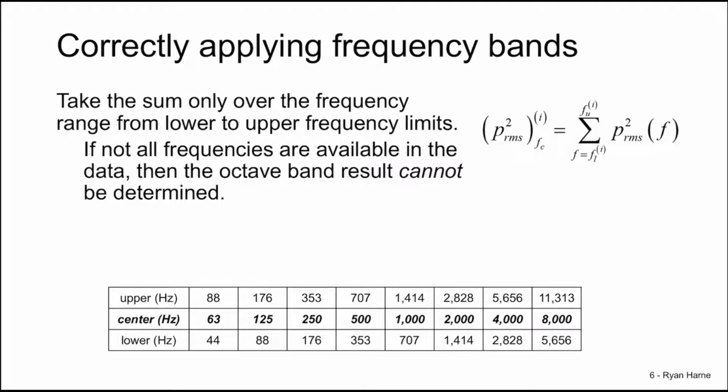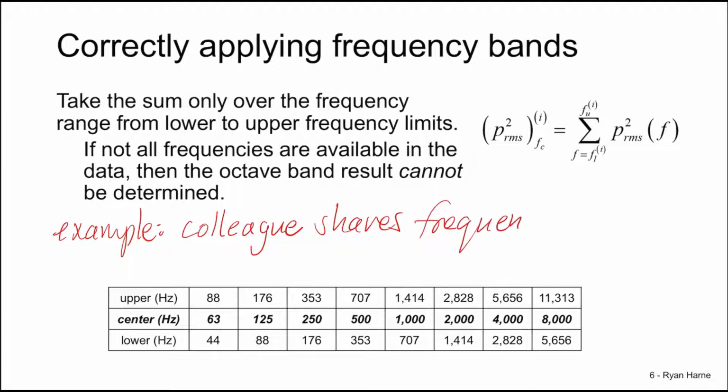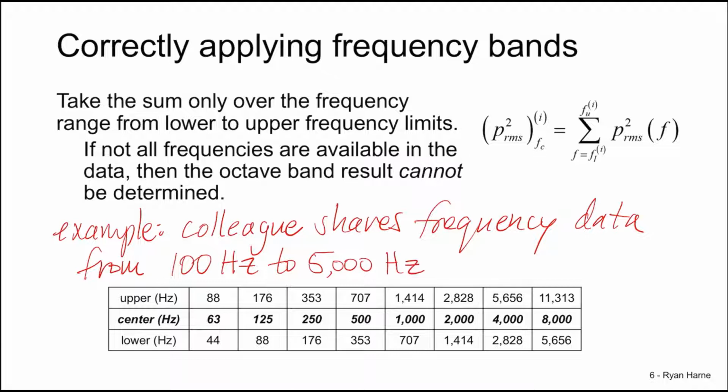Let's use an example to understand. Let's say at the workplace, a colleague provides us frequency data of some acoustic recording that has been converted by an FFT to the frequency domain, and the frequencies provided go from 100 hertz to 5,000 hertz. What octave bands can we report?